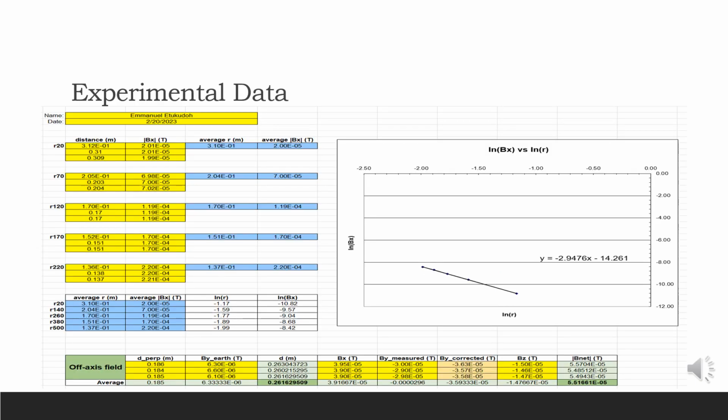So here's a look at my experimental data where I have my raw data as well as my graph of ln Bx versus ln r. At the bottom, I have my net magnetic field at a location 45 degrees off axis from the dipole. Let's now use this data to perform some calculations.